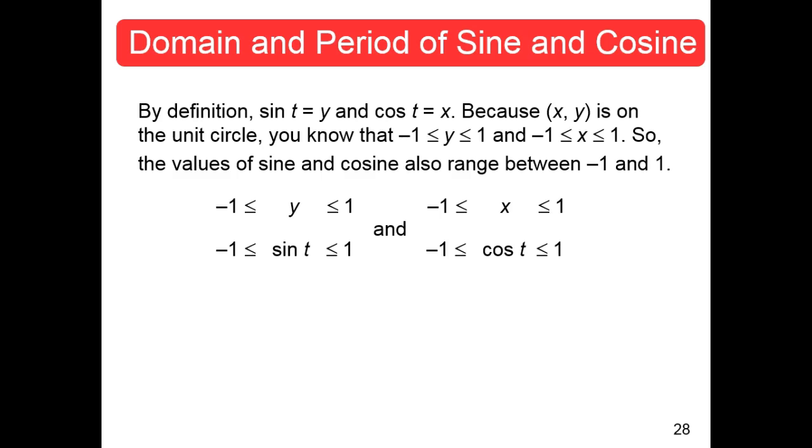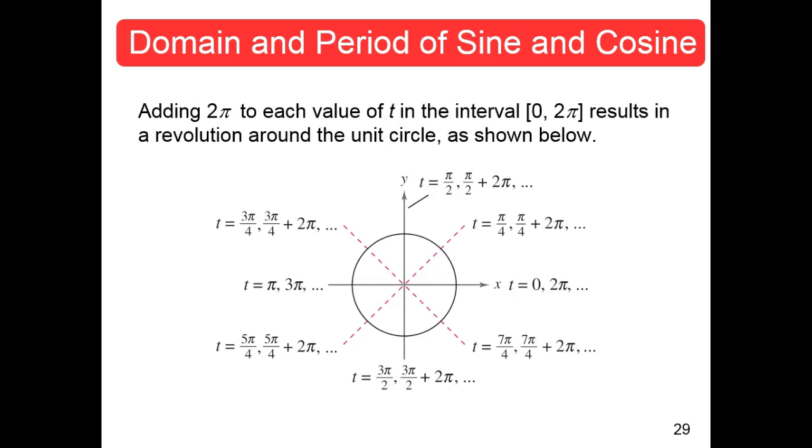By definition, the sine, like I just said, is the y value. The cosine is the x value. The x value on the unit circle stays between plus or -1. The y value stays between plus and -1. So the values of the sine and cosine functions also range between plus and minus 1. The domain is all real numbers, and the range for both the sine and the cosine is plus and minus 1. Those are the only values they can take on.